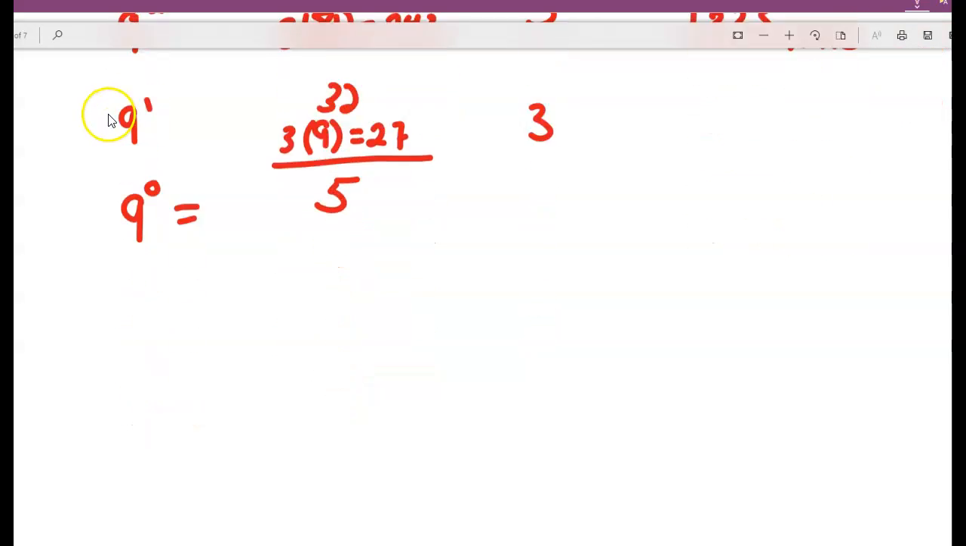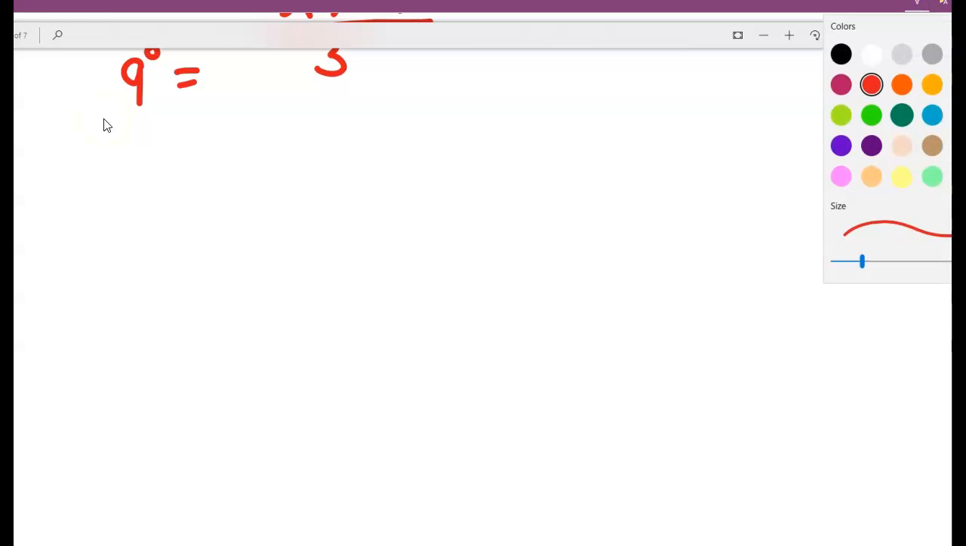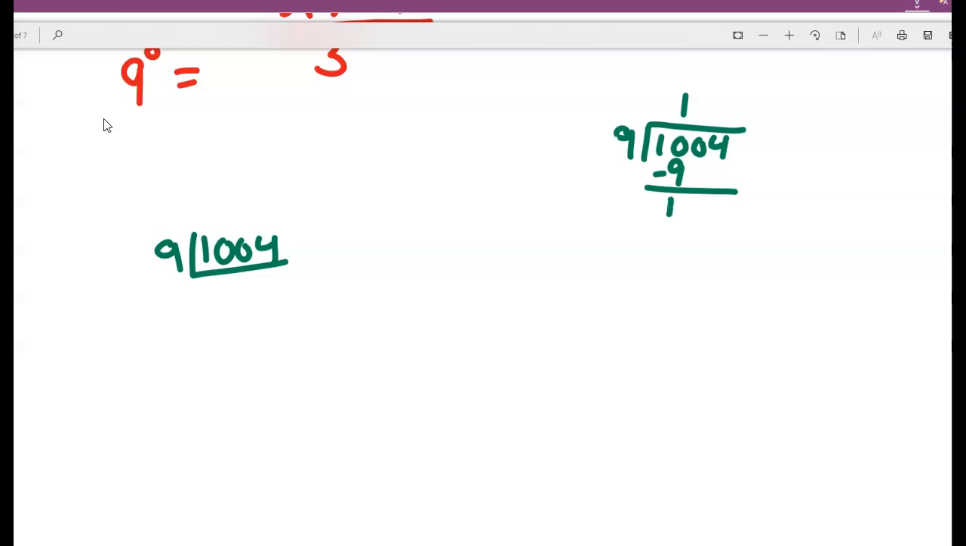Now let's look at another way of doing this. Each person is going to select their own way to do it. I'm going to start with 1004, and I'm going to divide by 9. So I'm going to come over here, 1004 divided by 9. 9 goes into 10 one time. So that's 9. Subtract. I get a 1.